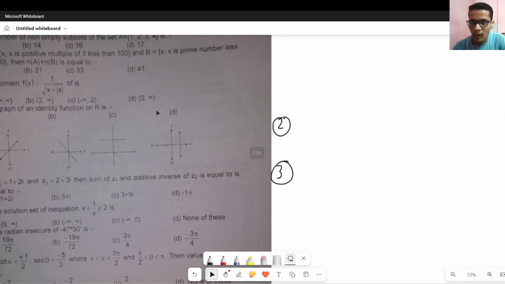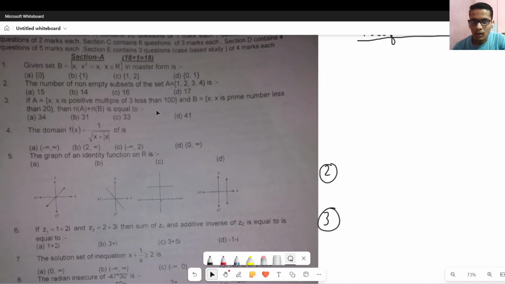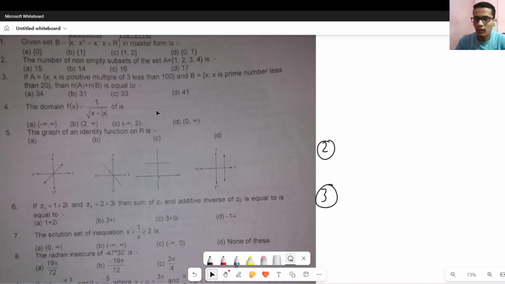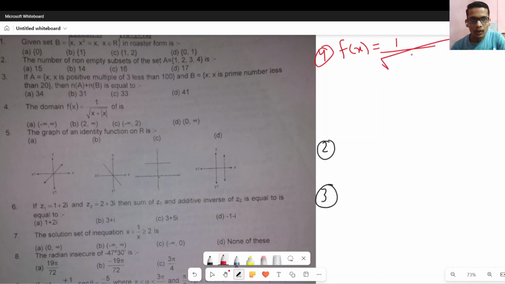Okay, now we have to see question number 4. Question number 4 says we have to find the domain of the function f(x) equals 1 upon square root of x plus modulus of x.